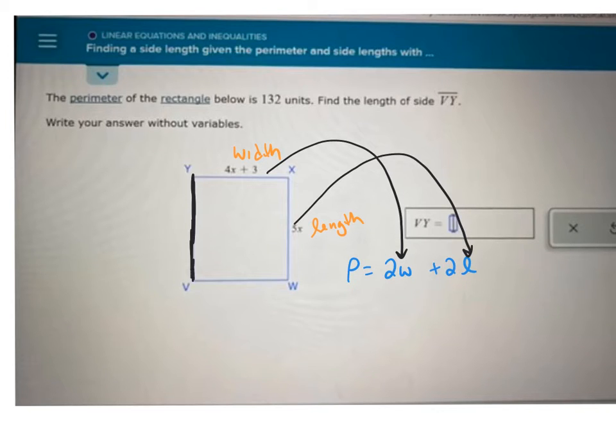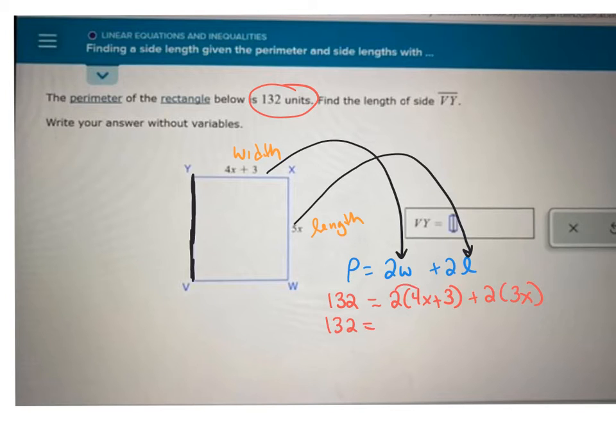We also know the perimeter. The perimeter is 132. So we know the perimeter 132 equals 2 times 4x plus 3 plus 2 times 3x. So I get an equation. I get an equation in one variable, which is what I'm trying to find. I'm trying to solve for x. So let's just work through the algebra.